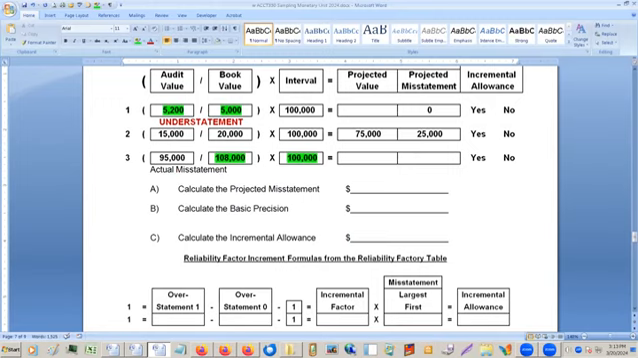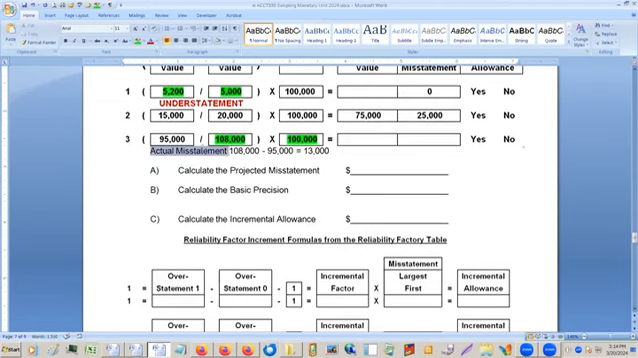So 108,000 minus 95,000 equals 13,000. So this is the actual misstatement. This is what we're going to put in over here.